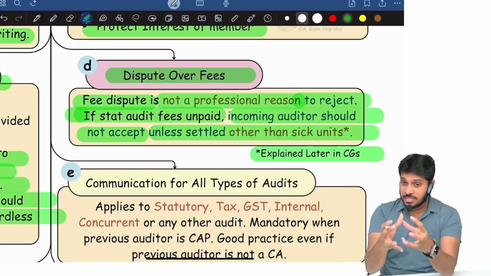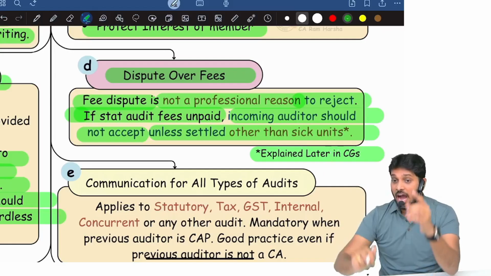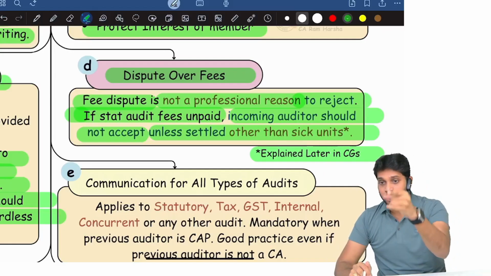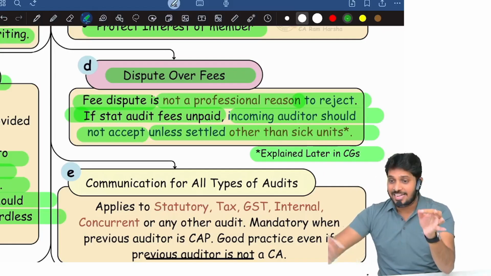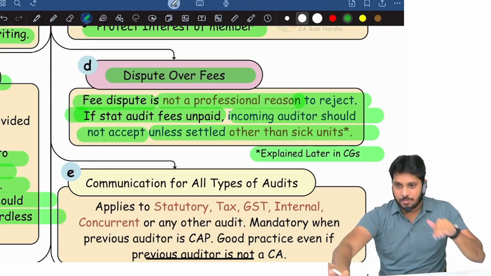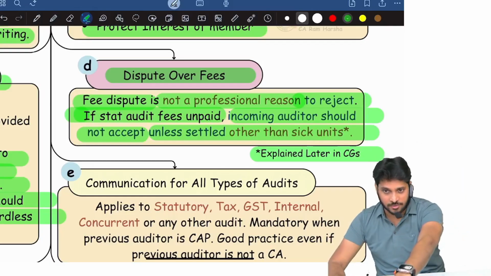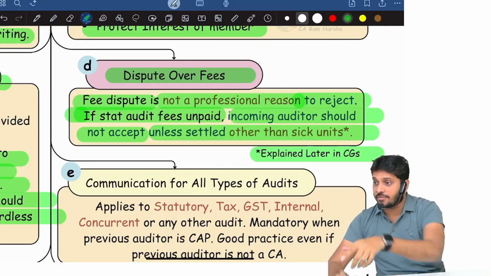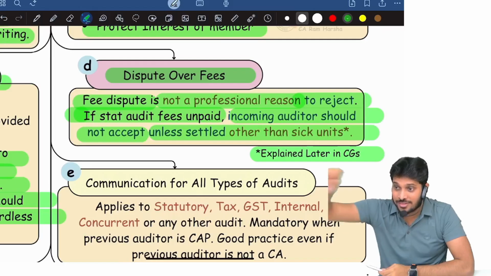Remember, which fees am I worried about? Not the disputed fee, the undisputed fee. Undisputed fee means what? The fees which the client and auditor already agreed. For example, the auditor is demanding 10 lakhs, the client is paying only 7, and the originally agreed terms were also 7 only. That 7 lakhs is the undisputed fee. The extra 3 lakhs which the auditor is demanding is a disputed fee.